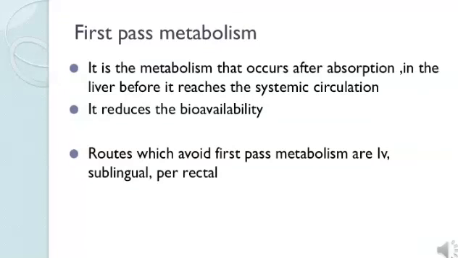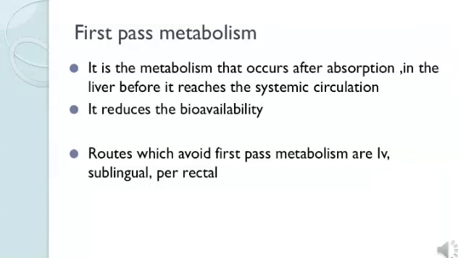Next is first pass metabolism. It is a terminology that comes in the first unit, in the metabolism of pharmacokinetics. What happens here? It is the metabolism that occurs after absorption and before the drug reaches the circulation. So where it happens is after absorption and before reaching the systemic circulation.